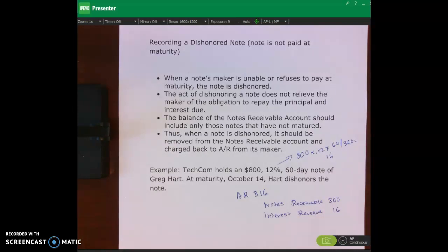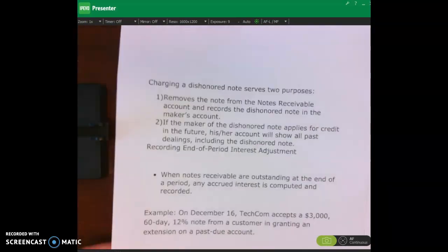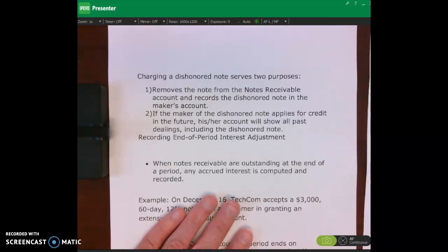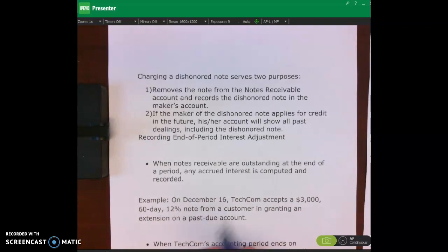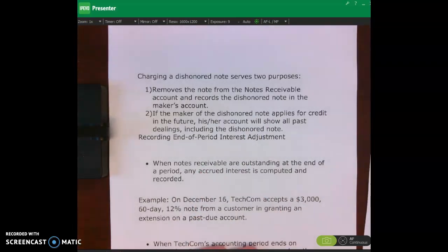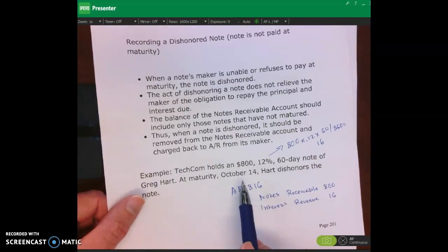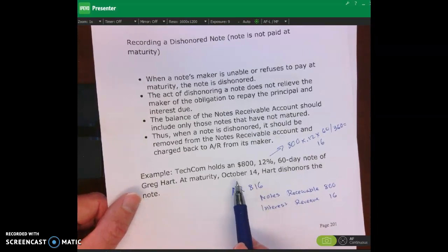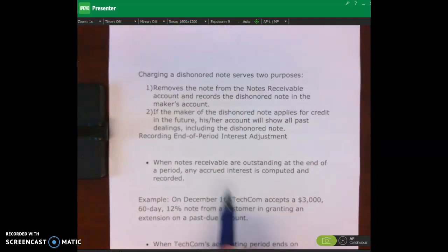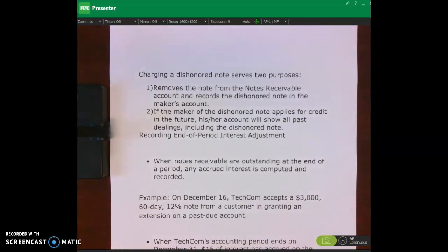Now, why do we do that? Well, first of all, that journal entry removes the note from notes receivable and records that it was not paid. And then later on, if Greg Hart tries to do business with us again, we can check his credit and say, you have this outstanding accounts receivable. You need to pay us that before we do any business with you. Certainly, before we extend credit to you, you have to pay us, okay?